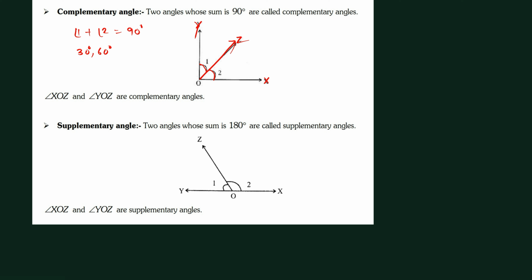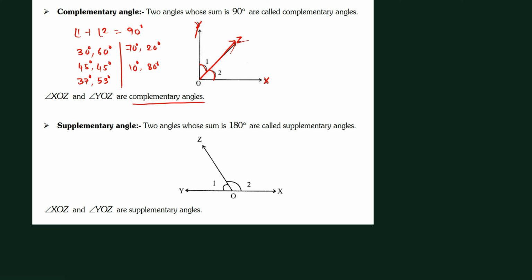What is the complementary angle for 45 degrees? 45 only. What is the complementary angle for 37 degrees? That is 53 degrees. What is the complementary angle for 70 degrees? That is 20 degrees. What is the complementary angle for 10 degrees? 80 degrees. Now when you add these two angles, you have to get 90 degrees. These are the examples for complementary angles. Now your angle XOZ and angle YOZ we call complementary angles.